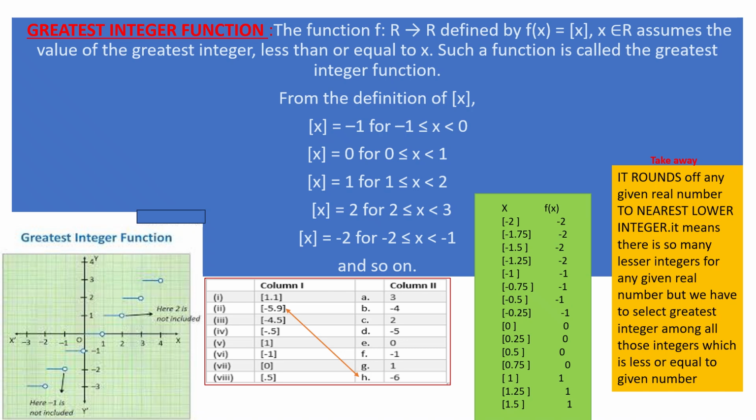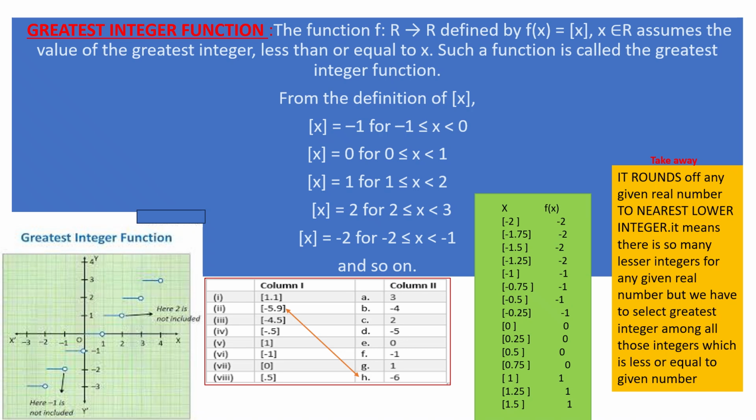This is the greatest integer function. The function f from R to R defined by f(x) = [x], where x belongs to R, assumes the value of the greatest integer less than or equal to x. Such a function is called the greatest integer function.